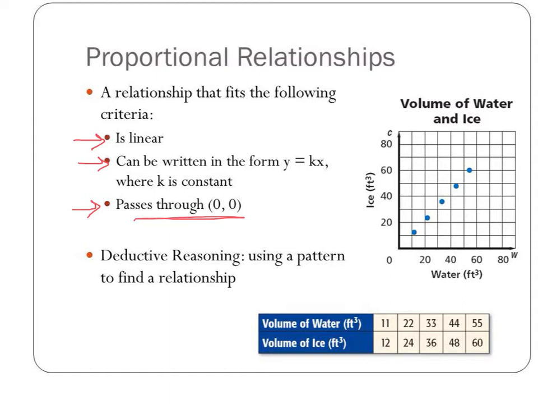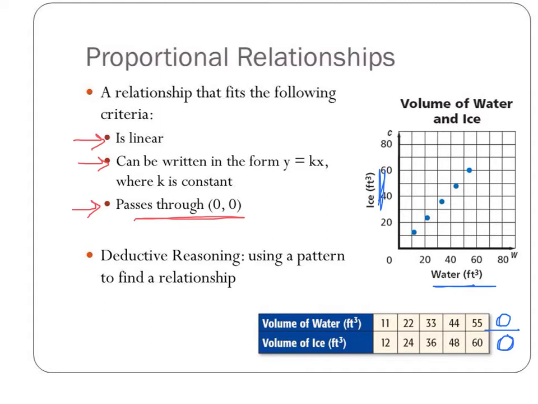And if we look here, so we have volume of water and volume of ice. So if I just extend this table here, if I had 0 water, how much ice would I get? I would have 0 ice, right? So this is going to pass through 0, 0, and if we worked our way back on these points here, it would pass through 0, 0.